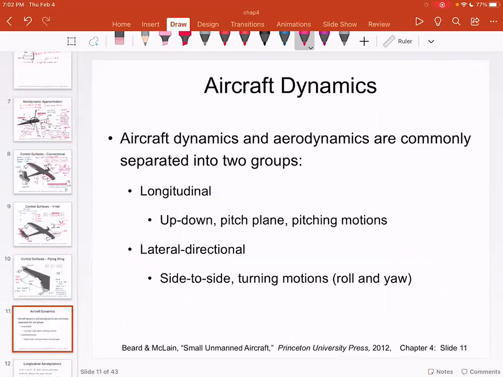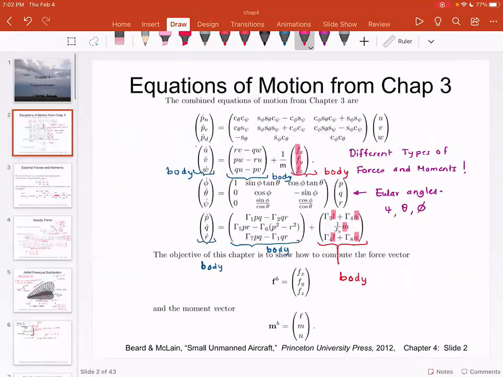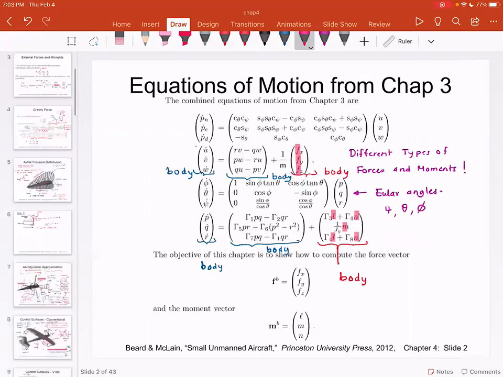Now let's go back and see what we are trying to do. The main objective of this chapter is to solve these equations of motion, where we express forces and movements using the equations for a prop, equations of aerodynamic forces, and the value of gravity.